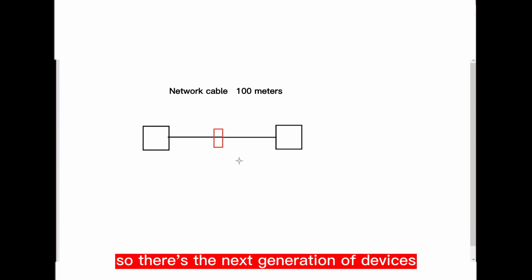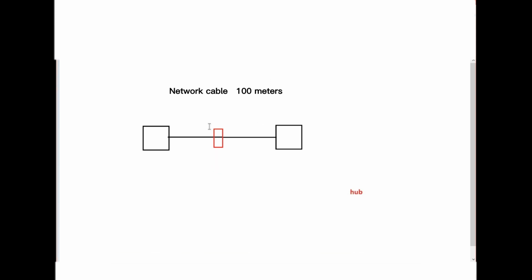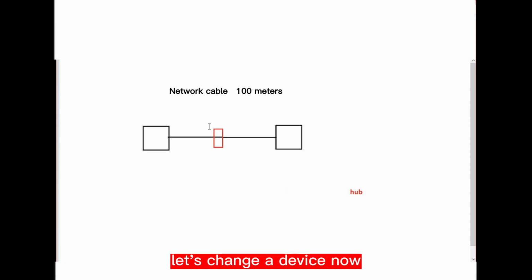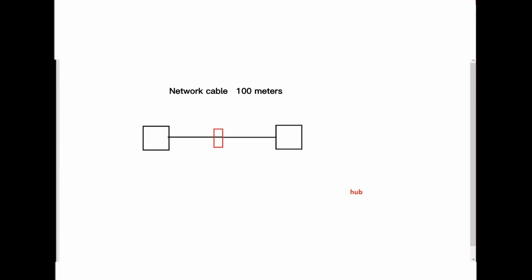So there's the next generation of devices. After the repeater is the hub. To us, the two interfaces of the repeater are not enough. Let's change a device now, called a hub. We still put it between the two devices. Then it is called a multiport repeater. It's no different from a repeater overall.